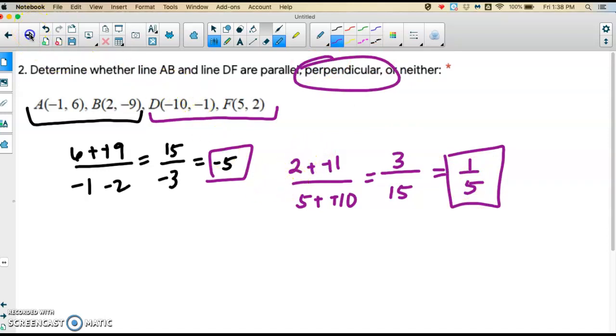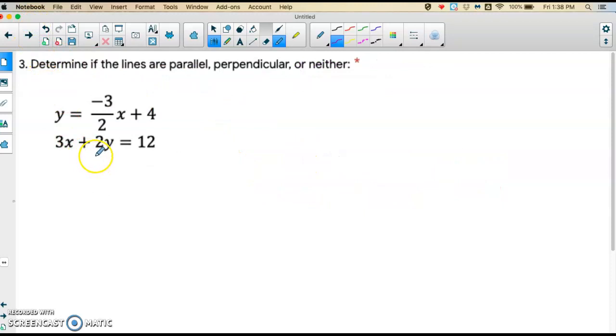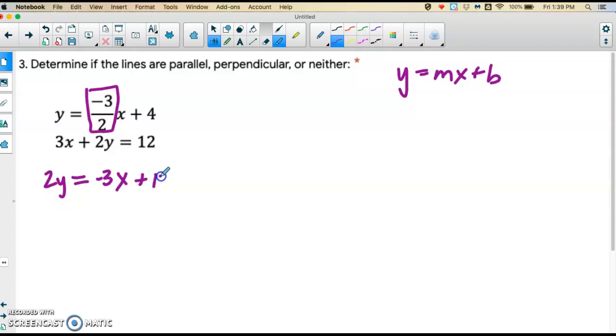And the third one, determine if the lines are parallel, perpendicular, or neither. You're looking at the slopes. So this one right here, your slope is negative 3/2, because remember, we're looking at y equals mx plus b. This one we have to get in this form, y equals mx plus b. So I'm going to subtract the 3x over, and then I'm going to divide by 2 on both sides. So a negative 3/2 is my slope. So it looks like these are parallel.